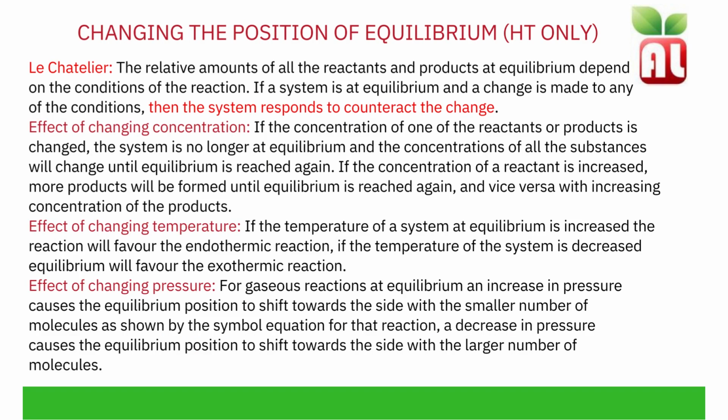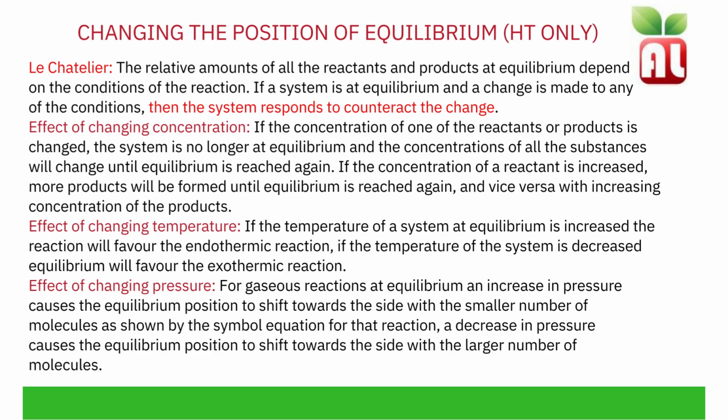Changing the position of equilibrium. This means that you can favour either the forward or backward reaction. This will depend on the number of molecules of the reactants or products, and if the forward or backward reaction is exothermic or endothermic. Le Chatelier was a famous chemist who says that the relative amounts of all reactants and products at equilibrium depend on the conditions of the reaction.